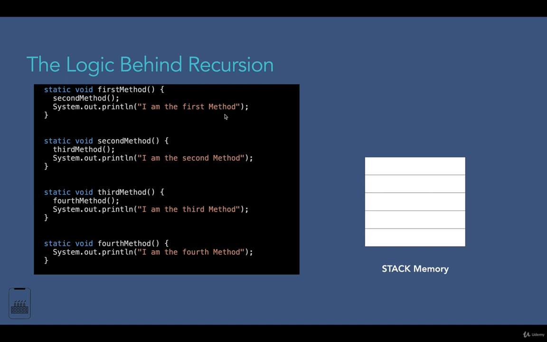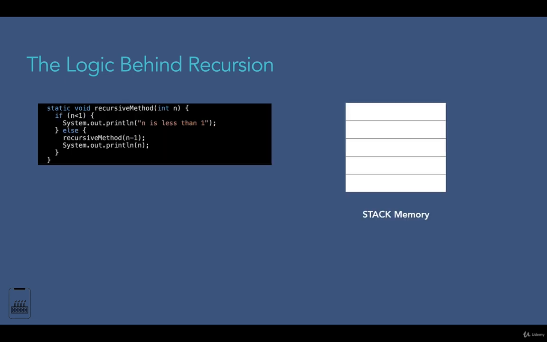So let's see how a recursive method is stored in stack memory. As an example of a method, let's look at this plot over here. Here our base condition is this one: if n is less than 1, then we print out that n is less than 1. If it is greater than 1, we call the recursive method with n minus 1, which means we are making n smaller, and print out n over here.